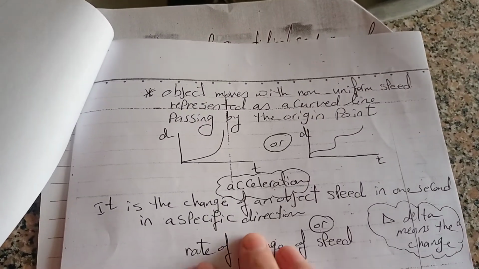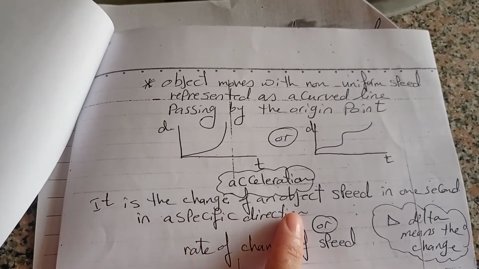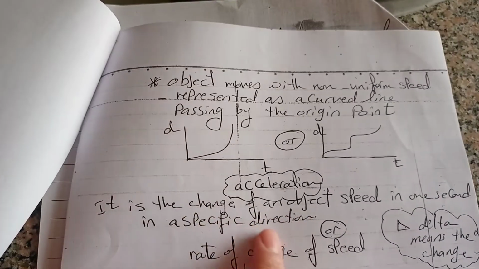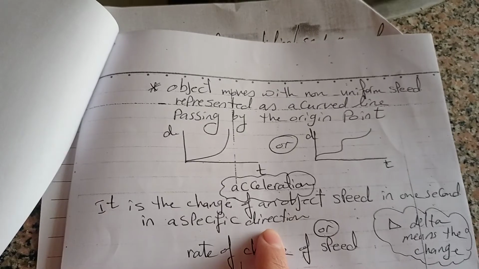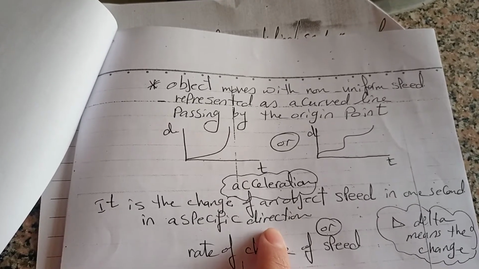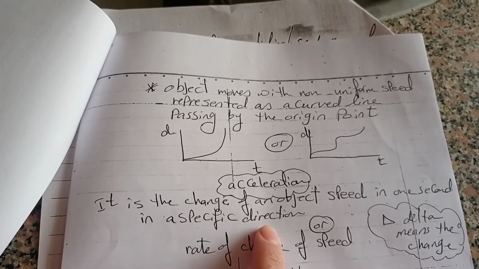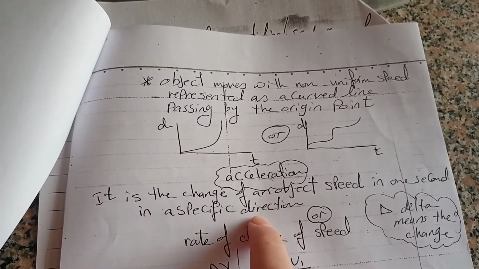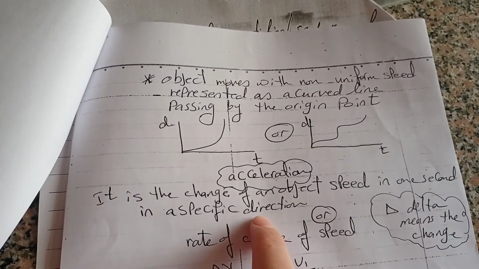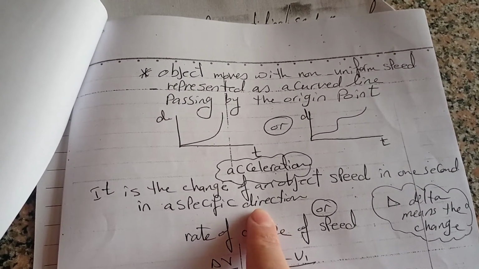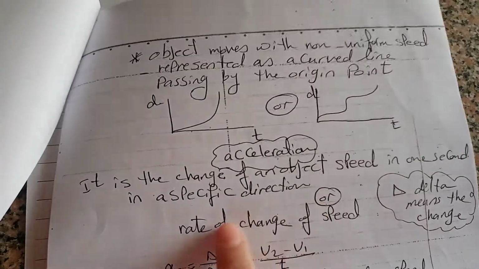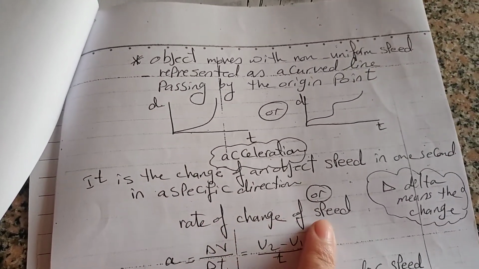And acceleration is the change of an object's speed in one second in a specific direction, because as we said in the third lesson, it is a vector quantity. So it must be described with a direction. Another definition of acceleration: it is the rate of change of the speed.